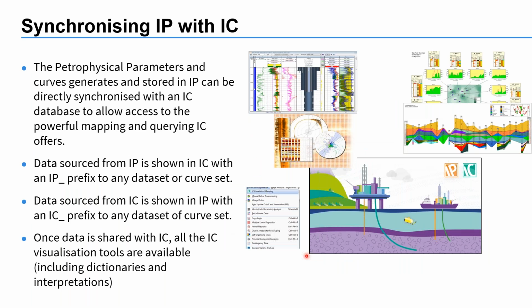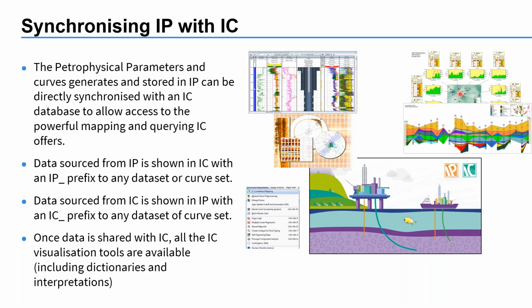I mentioned how IC has a compatibility option with IP. So when you're actually using both products, you could synchronize IP with IC, or vice versa, you could synchronize IC with IP. So, for example, you could be using IP for a porosity and water saturation calculation, and then you could use IC to do the data integration or to visualize the data that you brought in for IP.